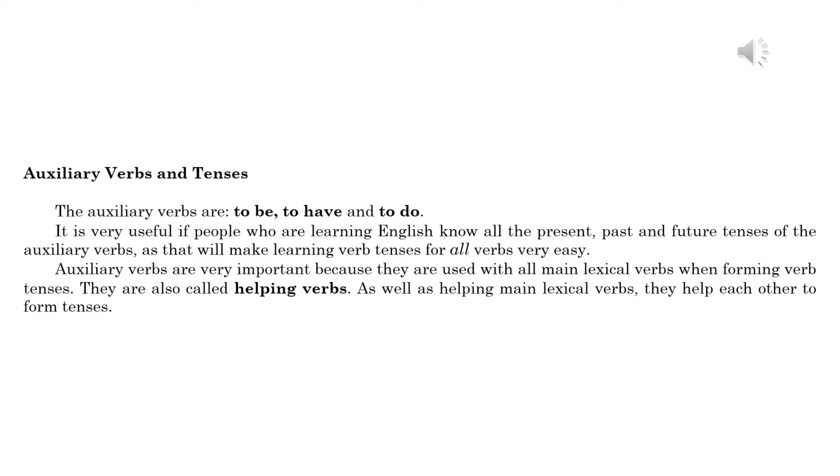Auxiliary verbs and tenses. The auxiliary verbs are to be, to have, and to do. It is very useful if people who are learning English know all the present, past, and future tenses of the auxiliary verbs, as that will make learning verb tenses for all verbs very easy. Auxiliary verbs are very important because they are used with all main lexical verbs when forming verb tenses. They are also called helping verbs. As well as helping main lexical verbs, they help each other to form tenses.